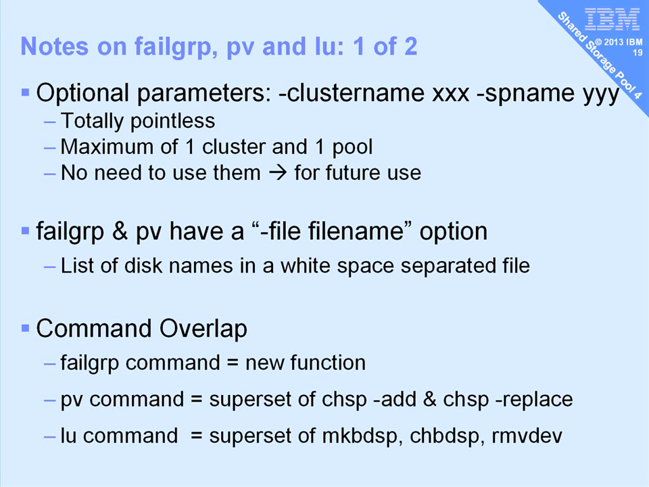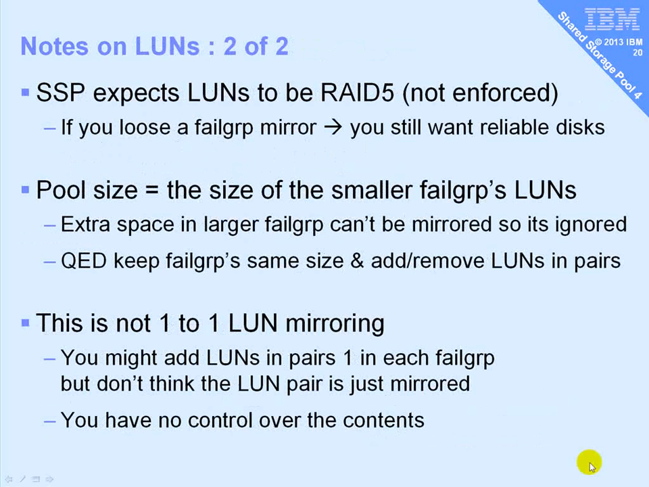The PV command we'll use now and again, maybe on a 3-monthly basis, to change the size of a storage pool, for example. And the failure group command, we'll probably only use once when we initially set up our cluster. Now here's some notes on the LUNs.